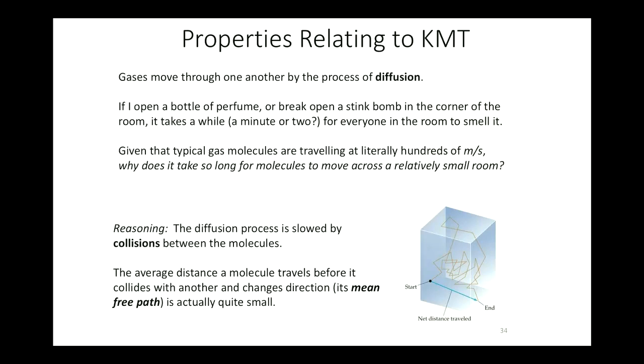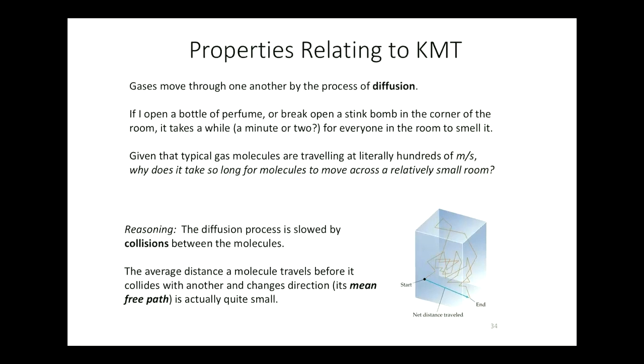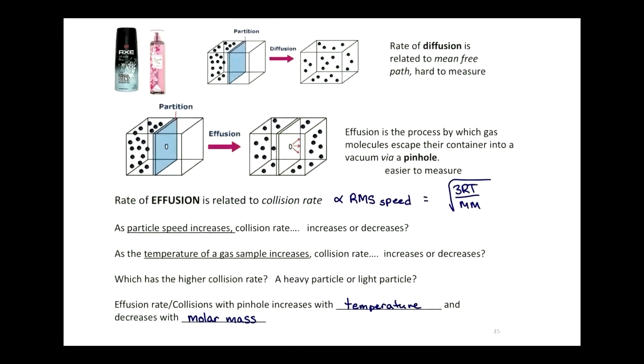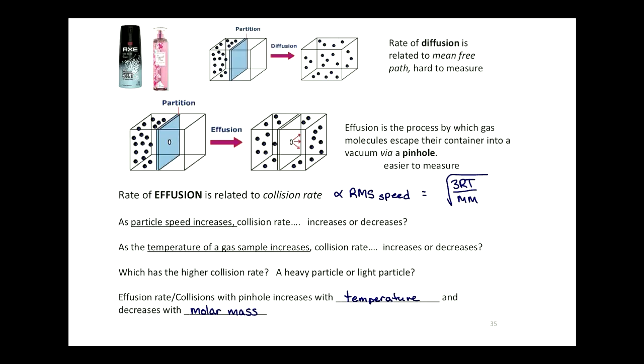In order to get from one spot to another. All right, and so this is the idea of diffusion. What I'm demonstrating, if I were to break a bottle of perfume in the corner of the room, is diffusion. It takes time for those gas particles to diffuse their way to the other side of the room, even though gas particles are moving really, really fast. Okay, so let's actually think about diffusion numerically. Well, here's the thing. Diffusion is related to mean-free path, how a gas particle travels from one spot to another. So that's a little bit difficult for us to quantify. So instead, we're going to talk about effusion.